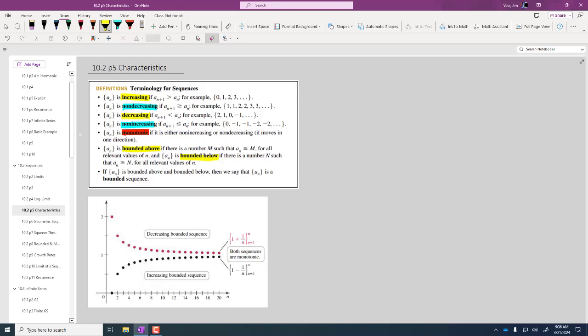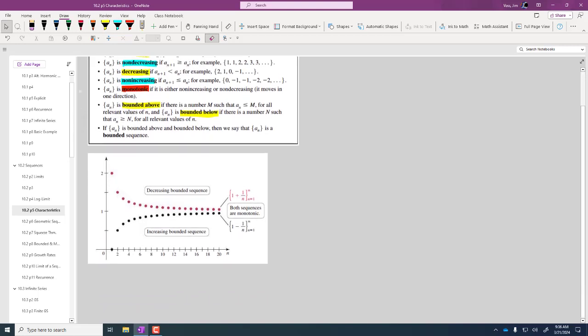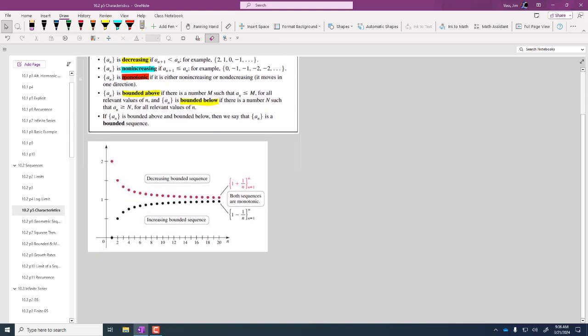So if we have a sequence that's bounded above or bounded below, we just mean that there's a horizontal line either above or below or both. If we say the sequence is bounded, it means it's trapped between a ceiling and a floor. If it's bounded above, there's a ceiling and the sequence can't go through it. If it's bounded below, there's a floor and the sequence can't go below it. And the sequence is in between.